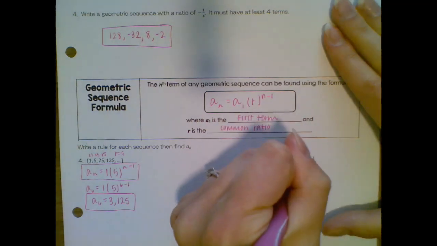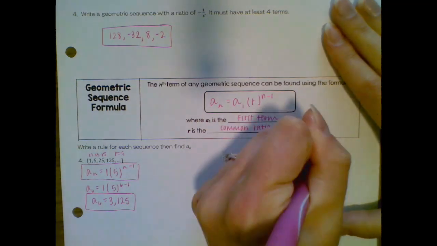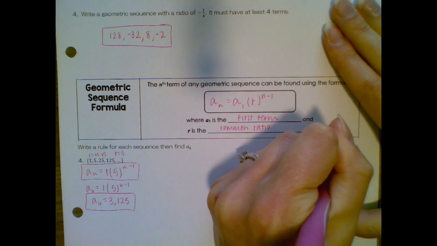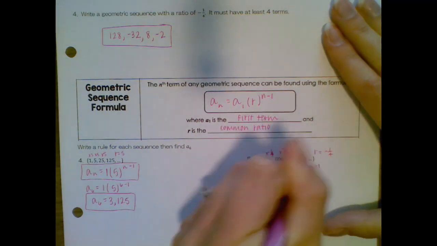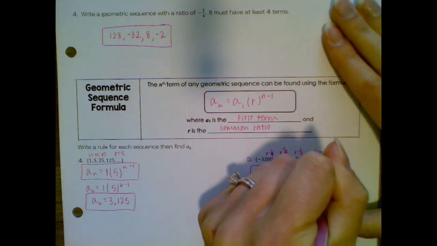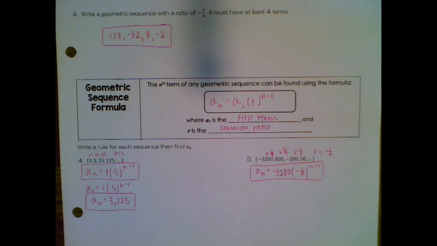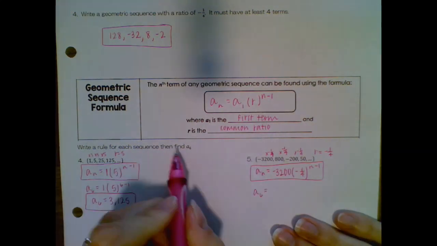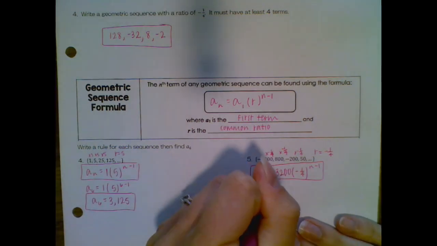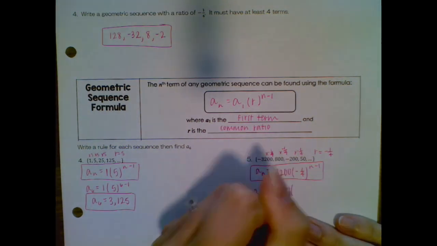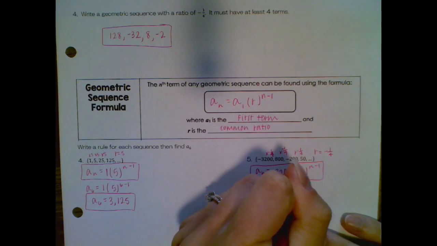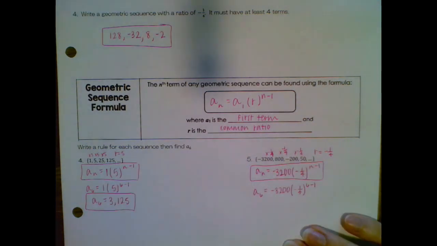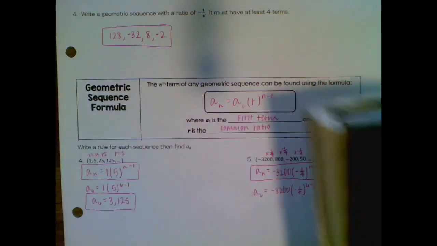So I'm going to plug in a negative 1/4 for r, because that's what it equaled. Then n minus 1. So that's my rule. That's the formula to solve this sequence. And then I want a sub 6, because that's what the direction said. So negative 3,200 times negative 1/4 to the power of 6 minus 1. Let's type that in.